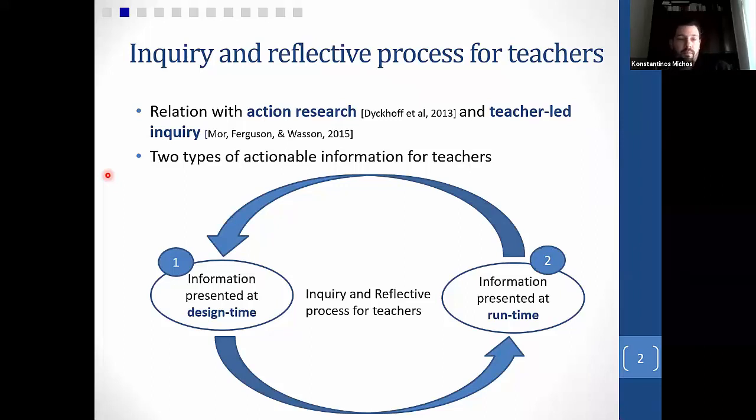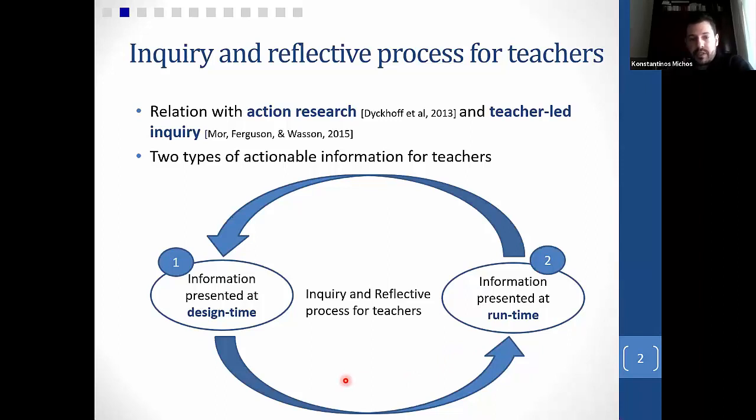In this process, teachers follow inquiry cycles where they start from an initial problem or question, then they investigate their own or colleagues' practice with the aim to improve teaching and learning. As you see here, we differentiate two types of learning analytics information that can be presented to teachers. On the one hand, information presented at design time, which might help teachers to, for instance, reconfigure the task design, and information presented at runtime, which might allow some orchestration actions and, for instance, to manage learner groups.